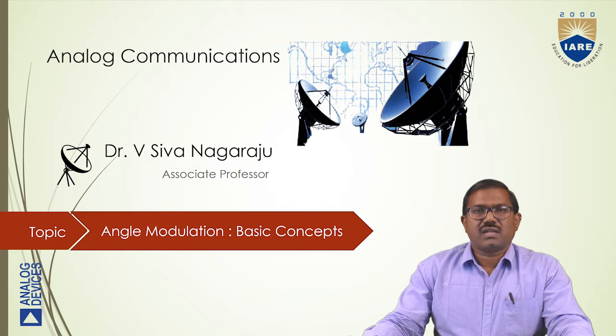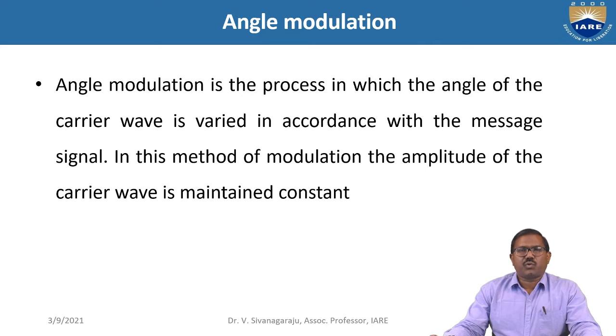Today we are going to discuss angle modulation. In my previous videos, we discussed amplitude modulation. In amplitude modulation, we discussed different varieties, that is DSB-SC, SSB, and VSB. Now we are going to discuss angle modulation. Angle modulation is a process in which the angle of the carrier wave is varied in accordance with the message signal. In this method of modulation, the amplitude of the carrier wave is maintained constant.